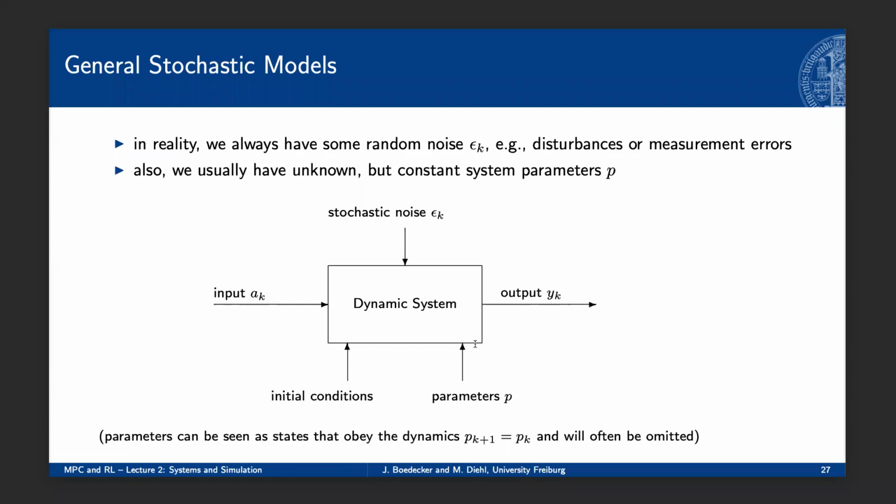I should say that these parameters are conceptually not so different from states, and sometimes we just use a very simple trick. We just say parameters are some states that stay constant, so they obey the dynamics p_{k+1} = p_k. They might drift if you add a bit of noise, and then you can estimate them with state estimation techniques and so on. So notationally, we will usually not have parameters here, but it's important to keep in mind there are parameters that we just think to be constant during the time of our control action.